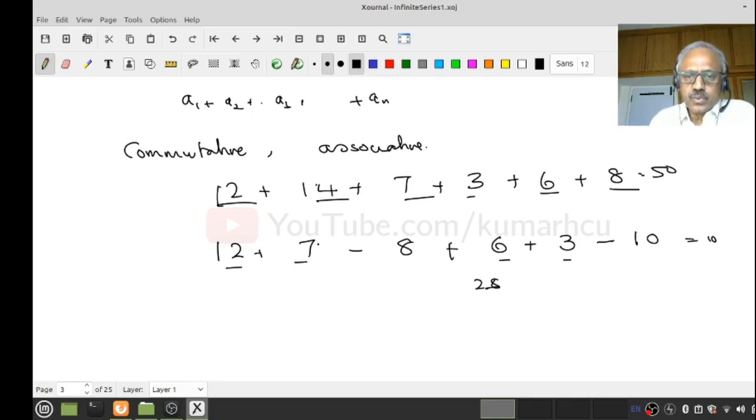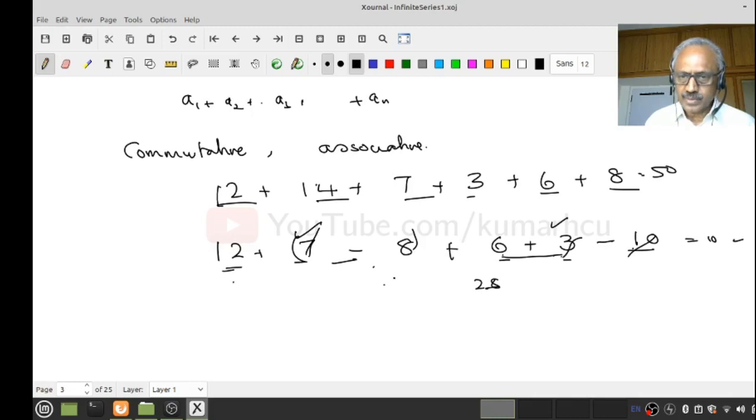So you can just group the terms. For example, I can add these two things: 12 plus 1, 13... wait, this is 12, this is minus 1, therefore 11, 11 plus 9, 20, 20 minus 10, 10. The answer is correct. So you can also group terms. For example, I can group these two terms: 7 plus 3 is 10, minus 10, therefore this is out.